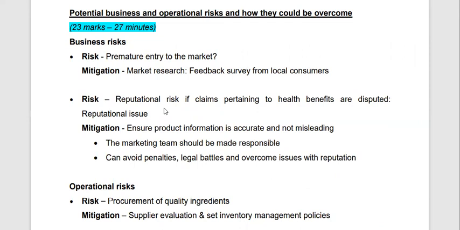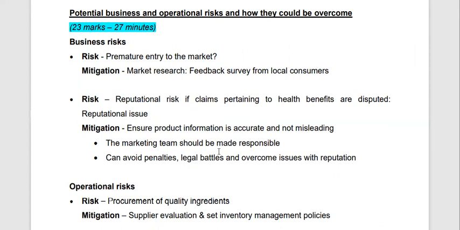So how can we mitigate these reputational risks? Ensure product information is accurate and not misleading. So first things first, that's what we need to do. We need to stipulate that our product information is accurate and not misleading. And the marketing team should be made responsible when carrying out promotions, because we have our own marketing department.